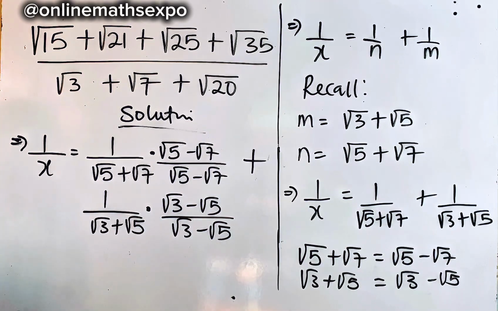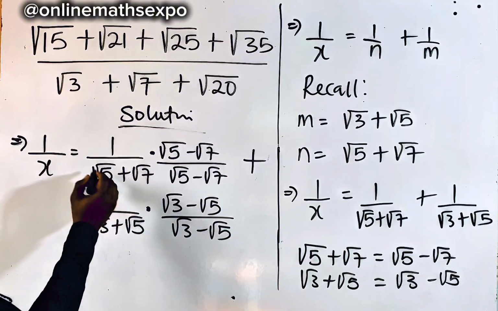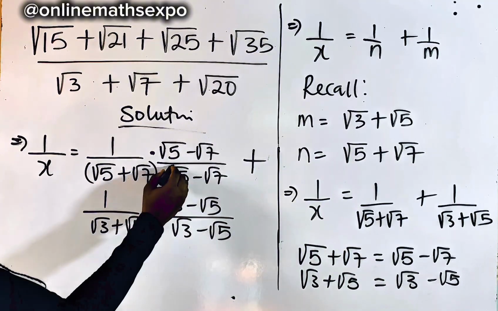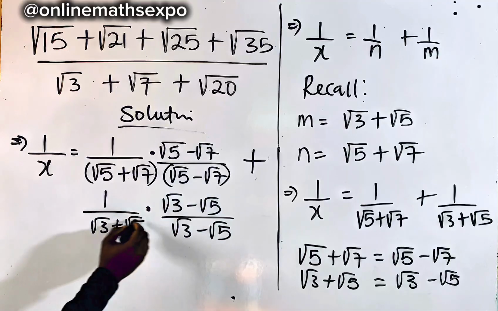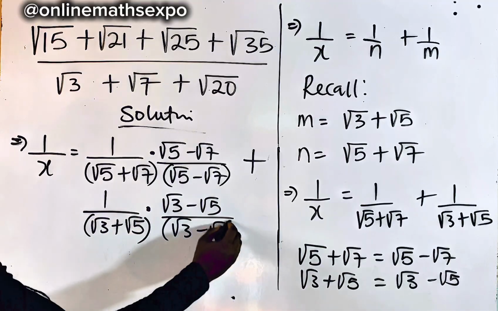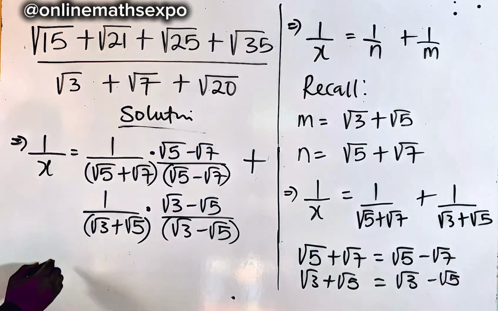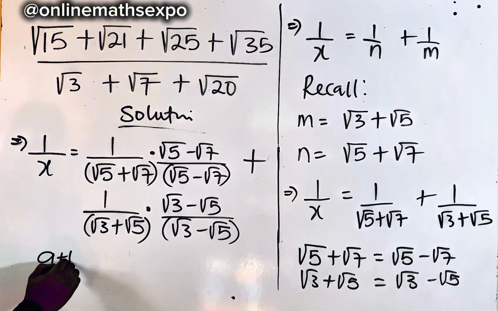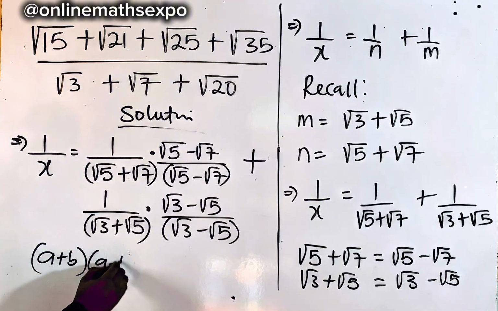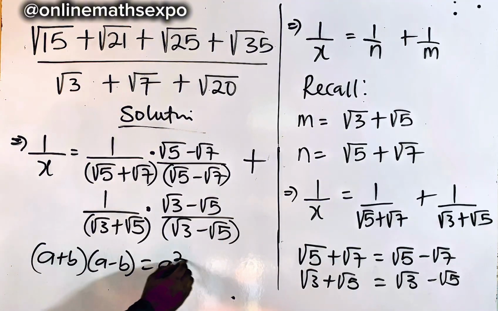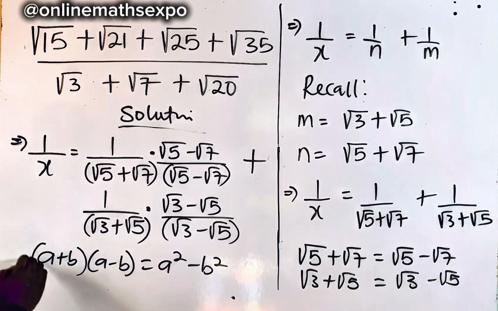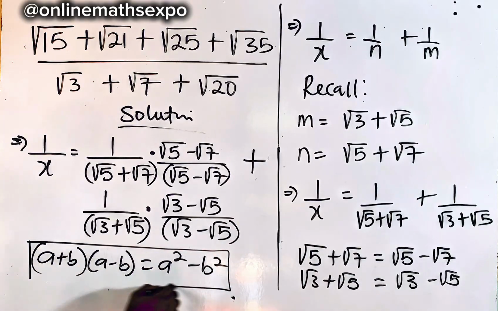We have to simplify. So to do that, just observe carefully at this denominator, these two. Did you observe anything at the denominator? This simply reminds you that for every a plus b into a minus b is always a squared minus b squared. So this is our difference of two squares.